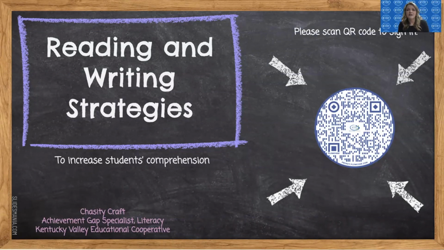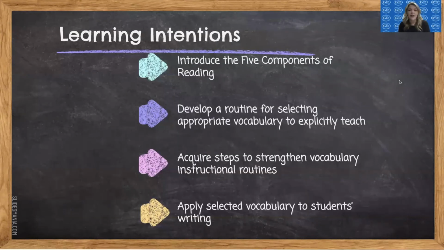I'm the literacy consultant here at KVAC, and I'm going to be talking about some reading and writing strategies that you can do with your kids to increase student comprehension. So, the learning intentions for today: you're going to be introduced to the 5 components of reading. We're going to develop a routine for selecting vocabulary words to teach your kids. You're going to acquire steps to strengthen your vocabulary instructional routine, and then you're going to take those vocabulary words and be able to help students apply them to their writing.